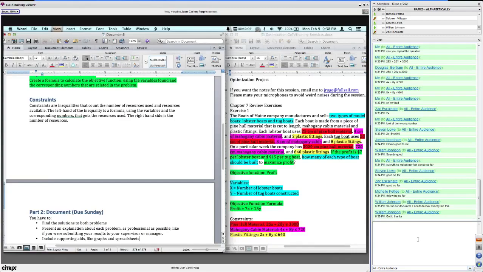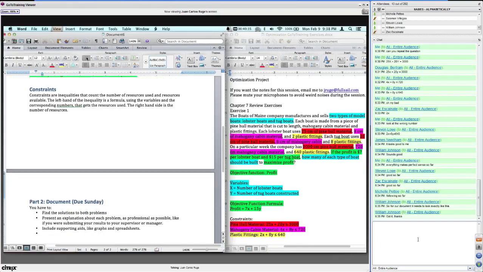So for part one, you're going to submit the setup. The main idea is we're going to give you a grade for the setup and we're going to give you feedback. If you have formulas that are wrong, you can correct them, and then you have to find the solution on Sunday. And don't forget, show as many things as you can on the document.